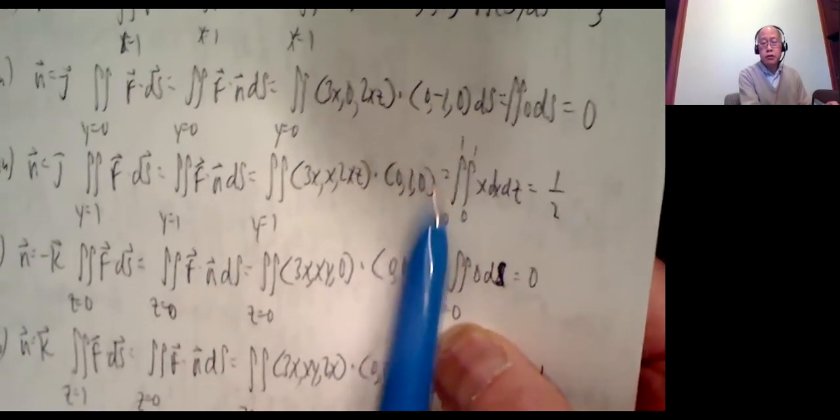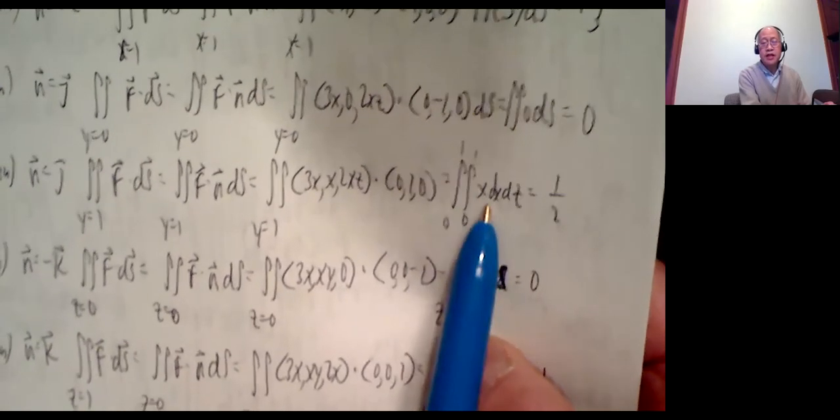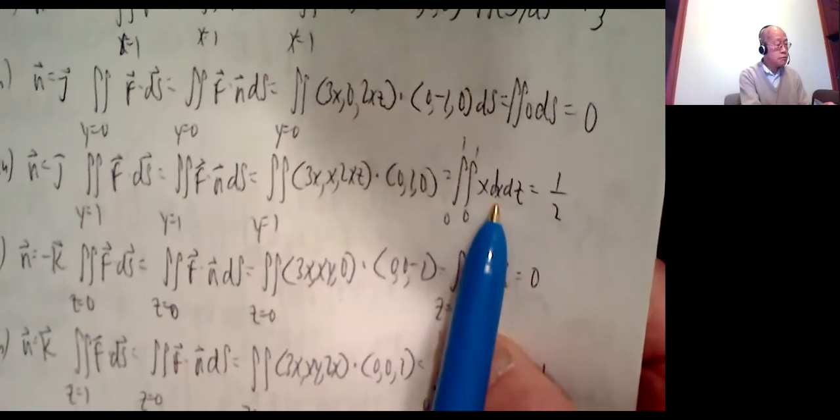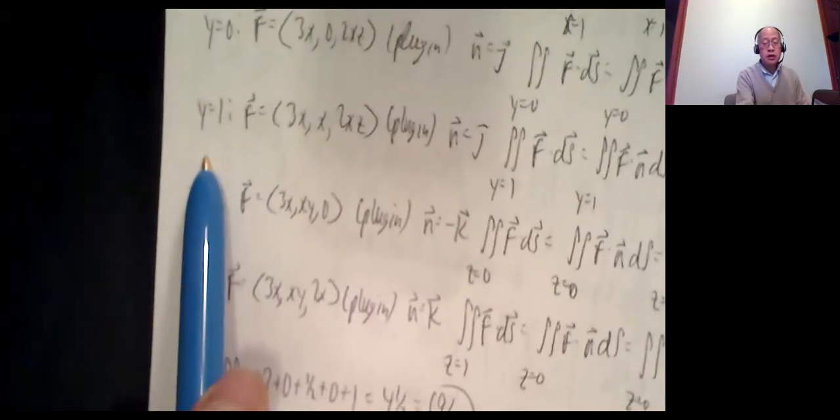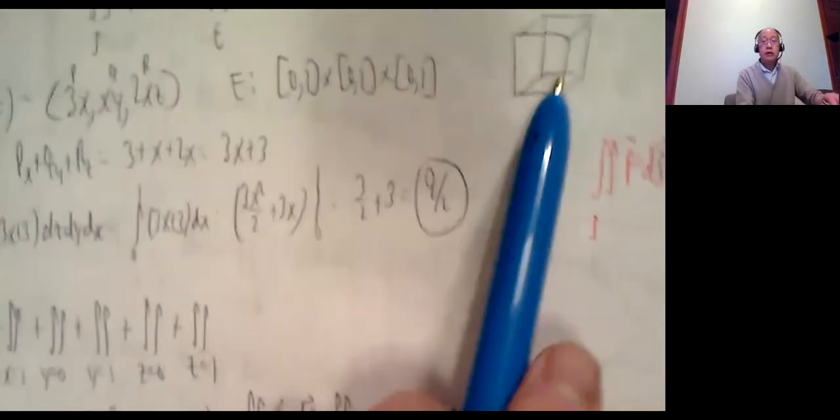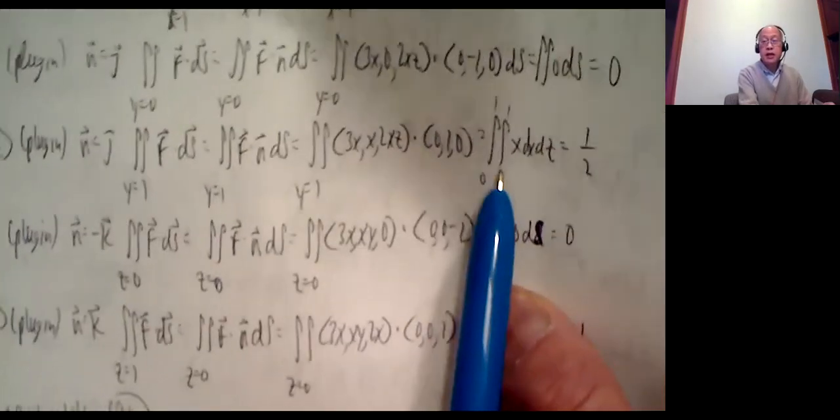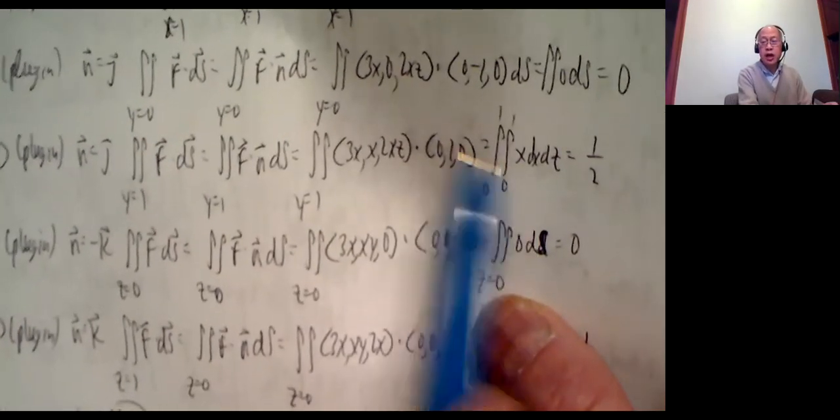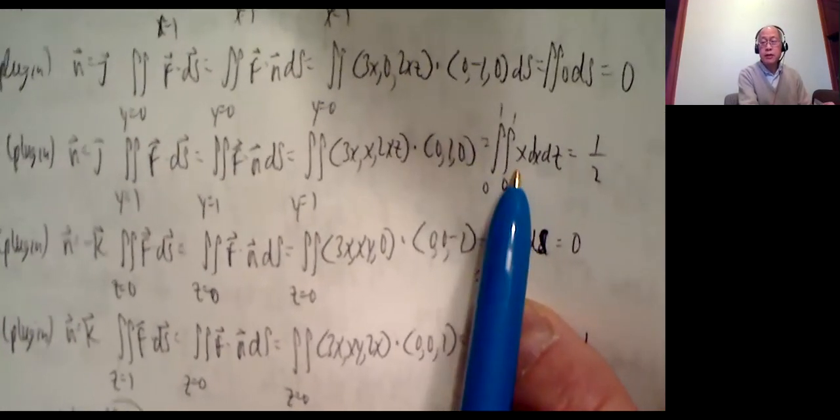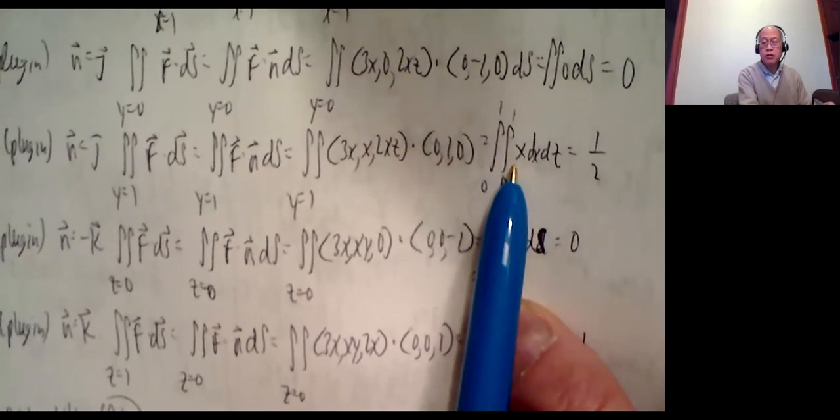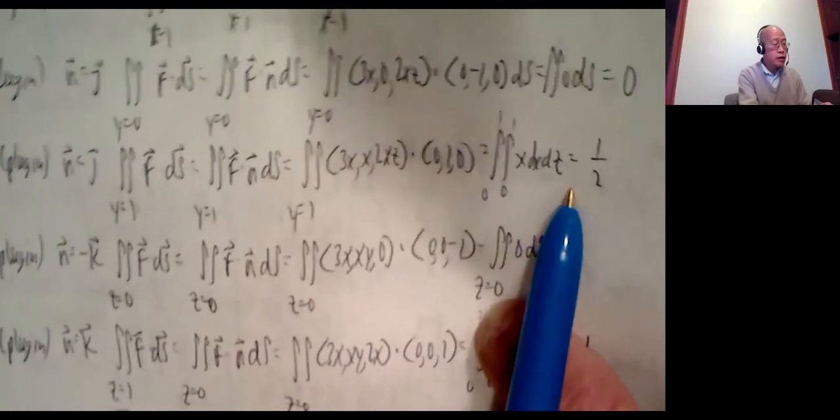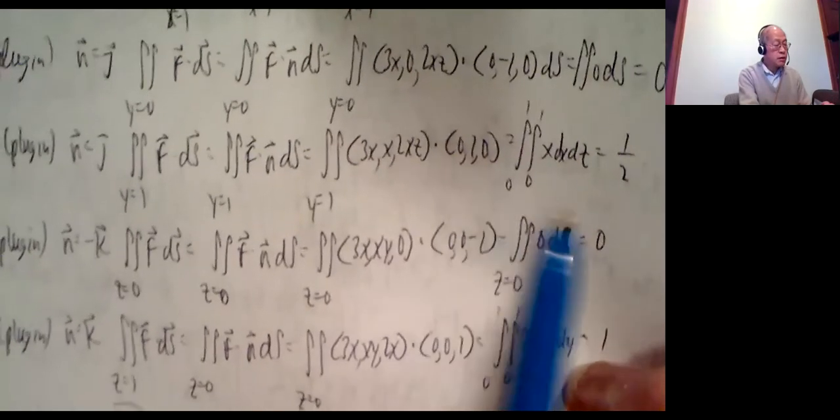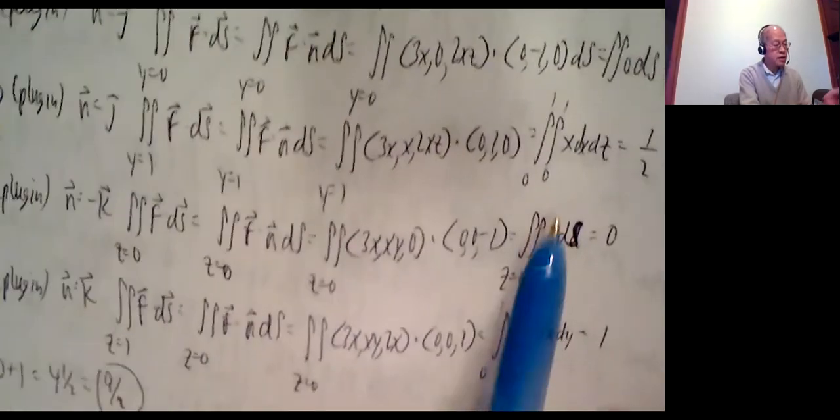So double integral from 0 to 1, 0 to 1 of x dx dz. The surface is the right surface, so x goes from 0 to 1, z goes from 0 to 1. This does not depend on z. Take out the length of the interval, which is 1. And the integral of x is x squared over 2. Plug in 1, you get a half. So half a unit is going out the right surface.